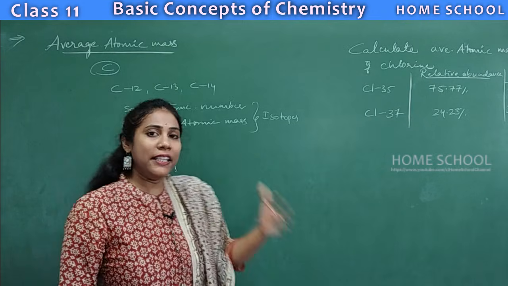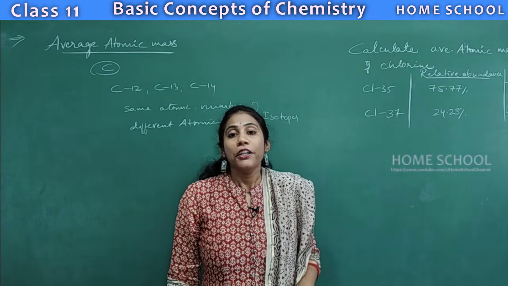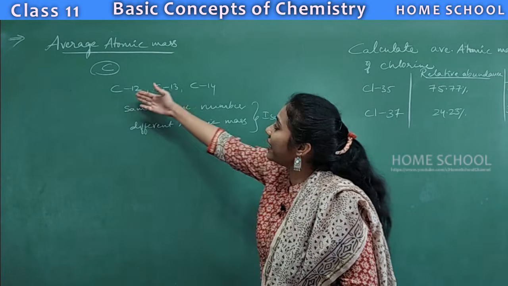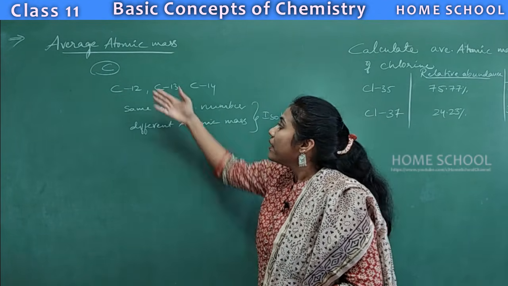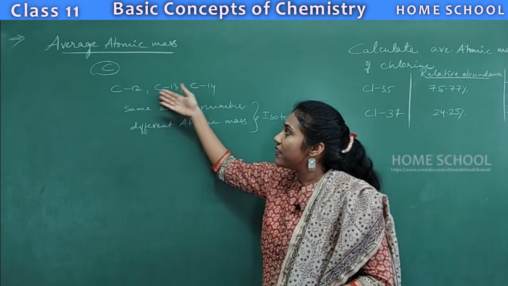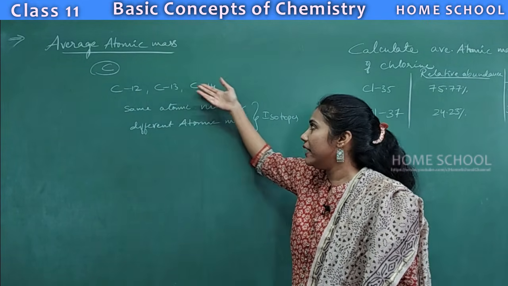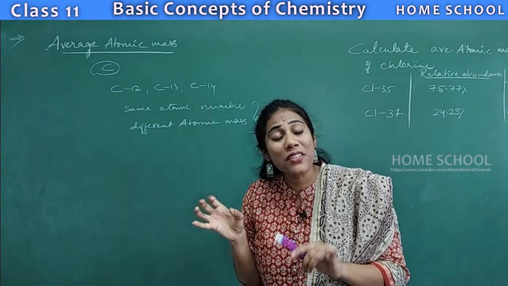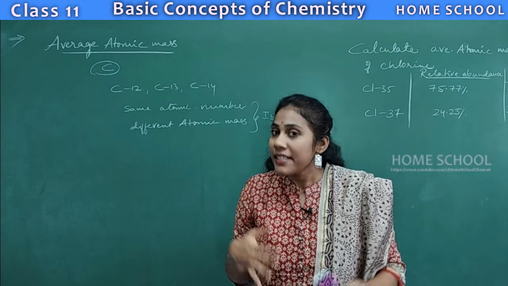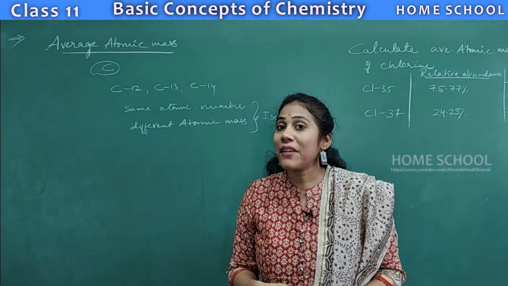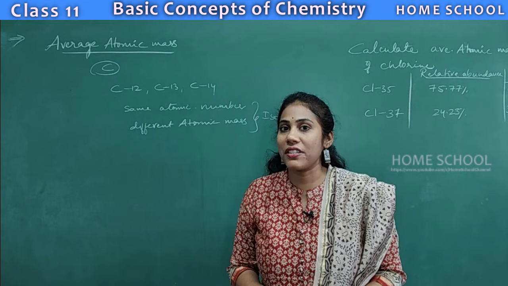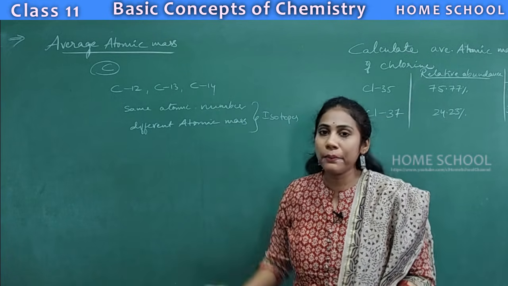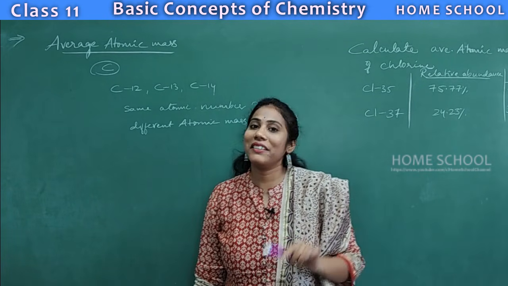And for many of the calculations in many areas, you need to use the atomic mass of an element. Now you have three types of carbon in our nature. The first carbon has atomic mass 12, the second form has atomic mass 13, and the third form has atomic mass 14. So which carbon's atomic mass do you consider for your calculations? In the future when I teach you many concepts, we will use atomic mass for many calculations. So whose atomic mass will you take up? Carbon 12, carbon 13 or carbon 14? So here comes a big doubt, right?